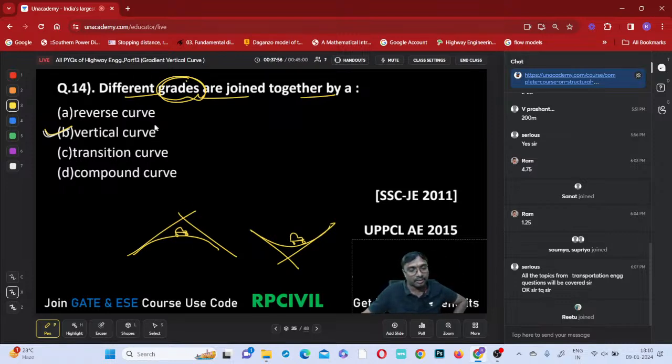This is a reverse curve, transition curve, compound curve. All these are horizontal curves. So straight roads in the horizontal plane, when they are meeting, will form these. You have to be careful.